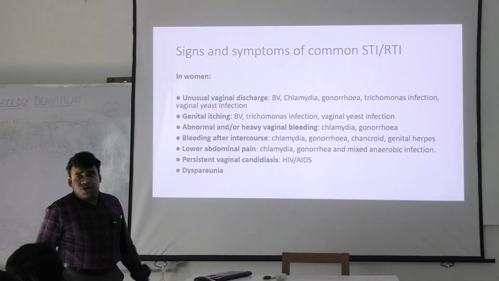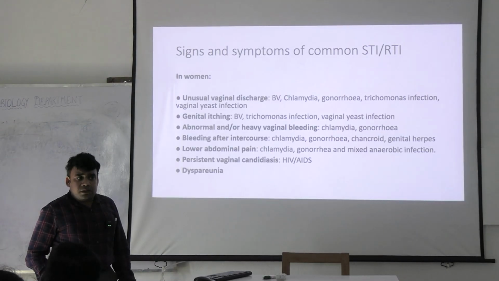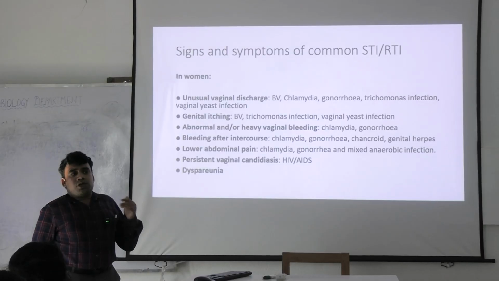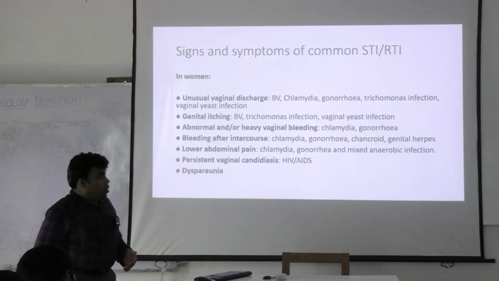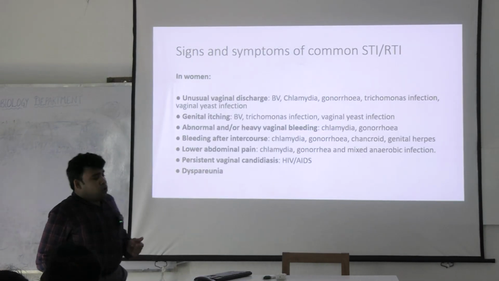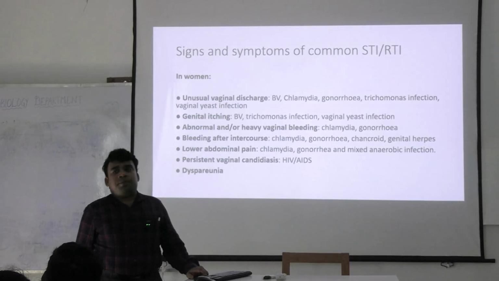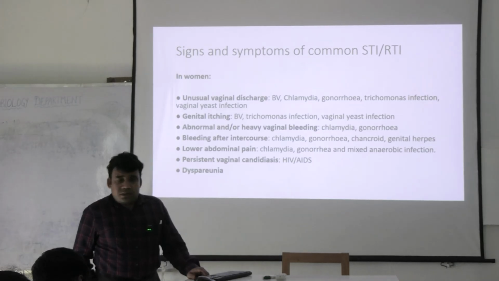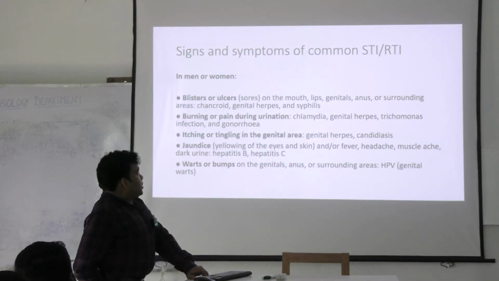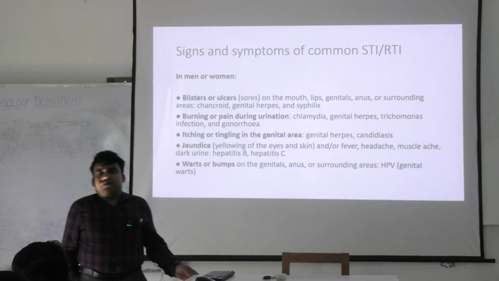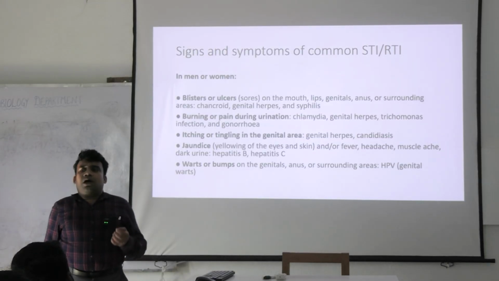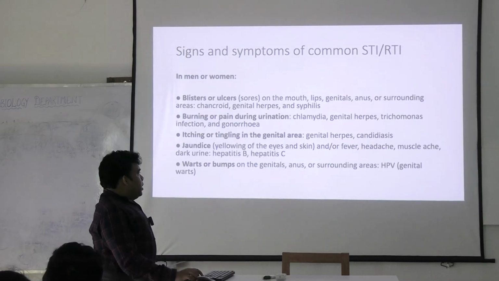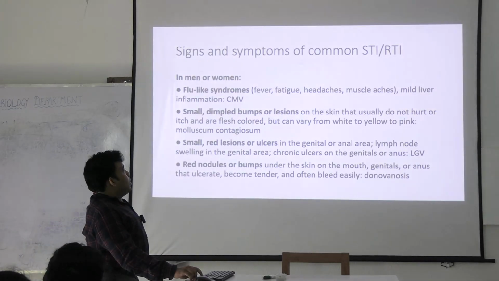In case of females, we can find a variety of pelvic manifestations, which would include vaginal discharge, heavy or abnormal vaginal bleeding, dyspareunia, that means pain during or after sexual intercourse, or consistent lower abdominal pain. These are the common symptoms a woman may present in the STI clinic. Few manifestations are common, like blisters or raised nodules, warts. These are common in both males and females.